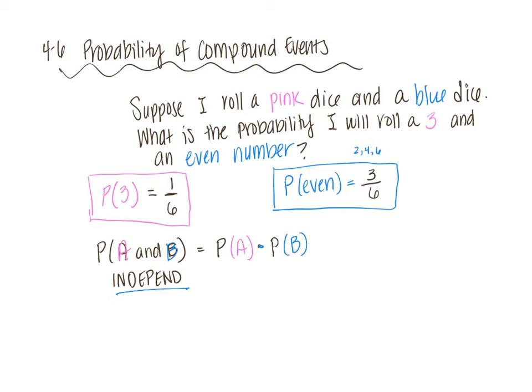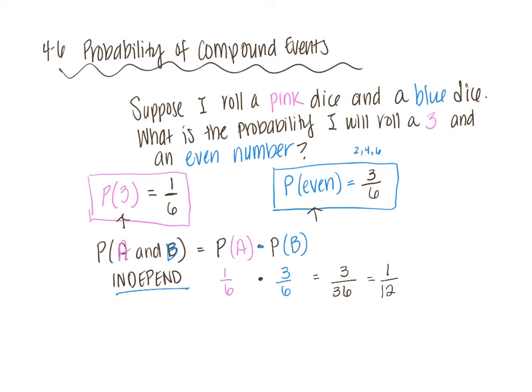So my pink probability was 1/6, and I'm going to multiply that by my blue probability, which was 3/6. And then that equals 3 times 1 is 3. 6 times 6 is 36. You just multiply straight across when we multiply fractions. All right, but I can divide these by 3, so I can simplify this. And my probability is 1/12. I have a 1 in 12 shot of rolling both a 3 on my pink and any even number on my blue. Let's do a similar one.